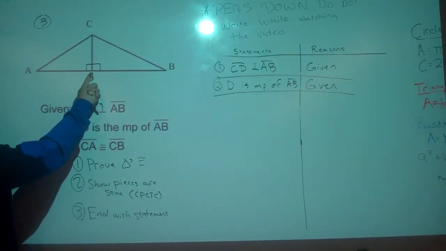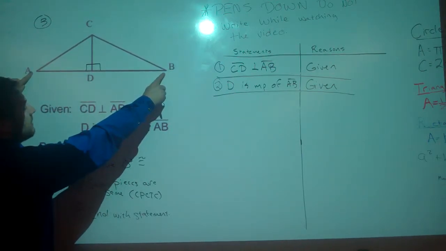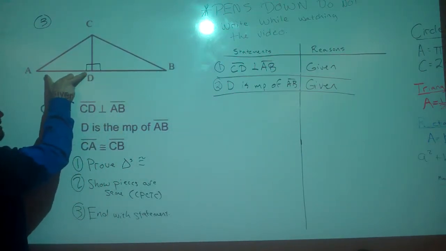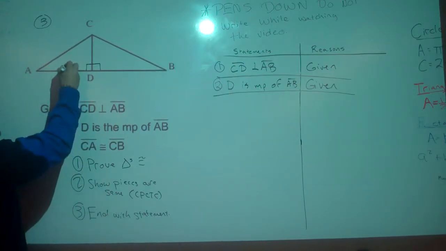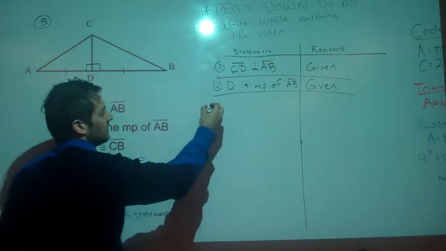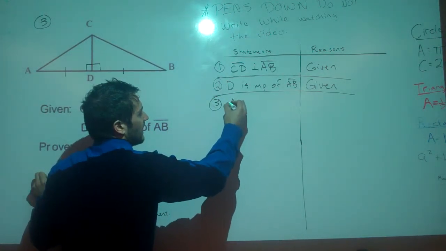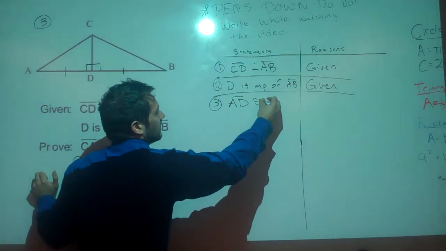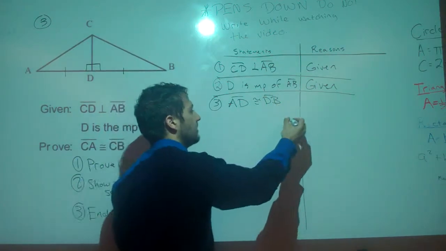So if D is exactly in the middle of A and B, that means the two pieces that make up AB are the same as each other. In this case, AD will be the same as DB because D is in the middle. So I can say AD is congruent to DB by definition of midpoint.